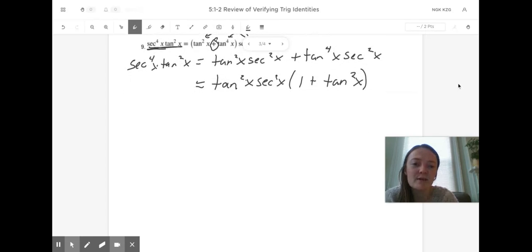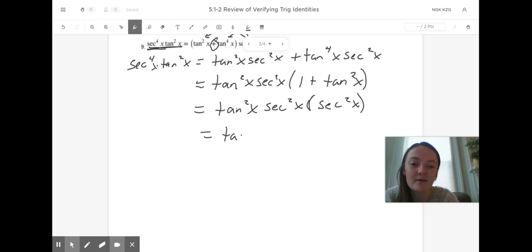All right, so hopefully we can see that this right here is a Pythagorean identity. 1 plus tangent squared x is secant squared x. So this is going to be tangent squared x times secant squared x times secant squared x. And so we can see that this totally verifies. This is tangent squared x times secant to the fourth x, which is the same thing as the left.